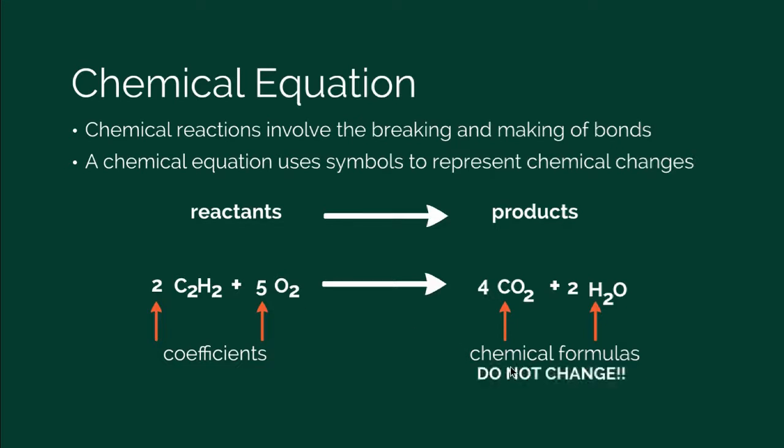So what's important is that the subscripts that are part of the chemical formulas do not change, because when you change the subscripts of the chemical formulas, this will change the compound that you're working with. So in this one, if you were to change the carbon dioxide with two oxygens, if you were to take one of those oxygens away, you would have carbon monoxide, which has very different properties than carbon dioxide.